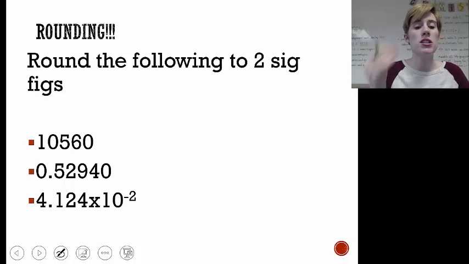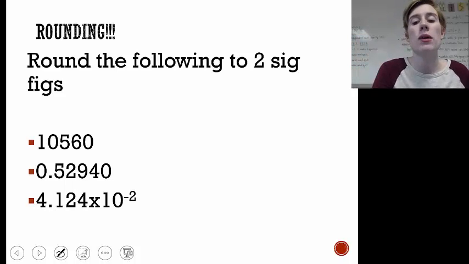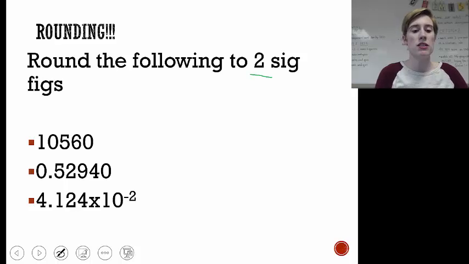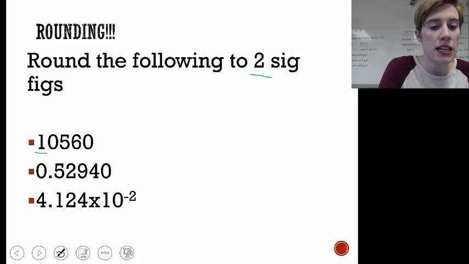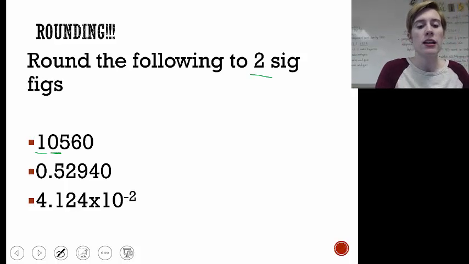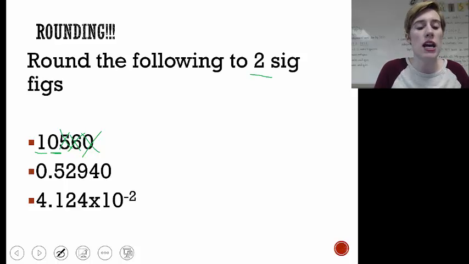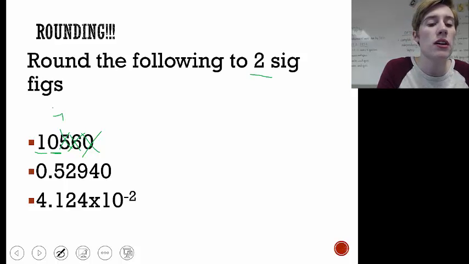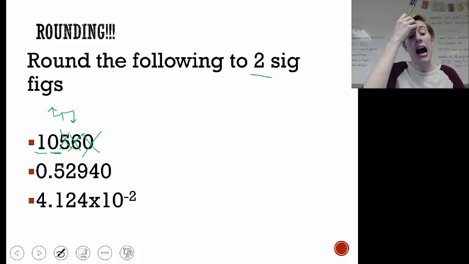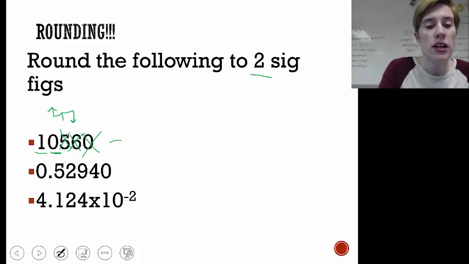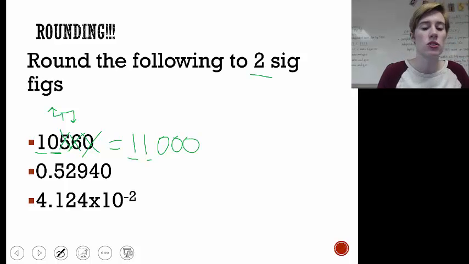Okay, so I want us to try this again, but now we're only going to round to 2 sig figs, so this might be a little bit more difficult. 2 sig figs means I need 2 numbers here, okay? This is a little bit tricky. I want to take off all of these numbers. Remember, the last number that you're taking off, you need to figure out, do you round up or do you round down? Well, if it's a 5, we're going to round up. So our answer is going to be 1, 1, those are my 2 sig figs, and then the rest of these are placeholders, okay? So 11,000 is my answer.